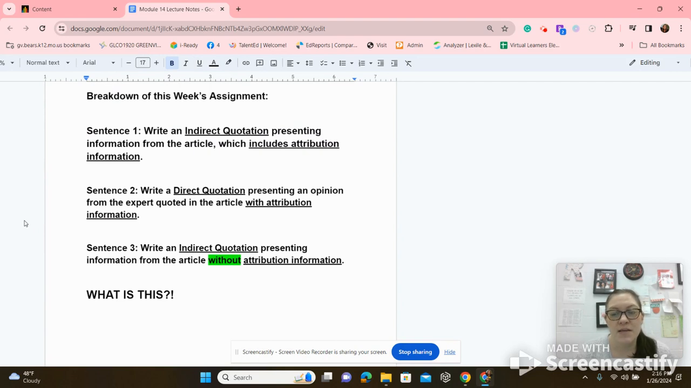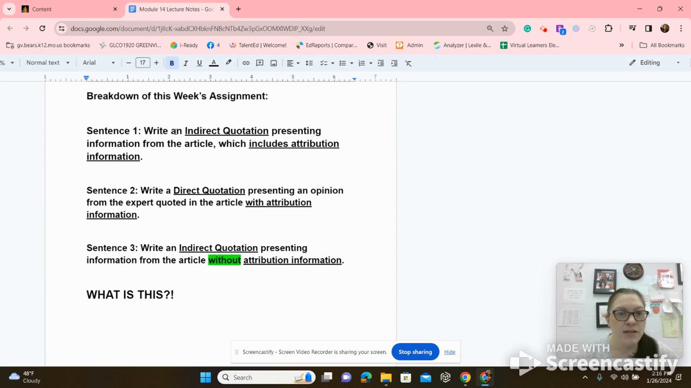So the breakdown of this week's assignment: you will be asked to write 3 sentences that are giving either direct or indirect quotes, and some of them you're going to be asked to give attribution to the person saying the quote or not give attribution information. So sentence 1, you're going to write an indirect quotation presenting information from the article. I'll show you the article in a second.